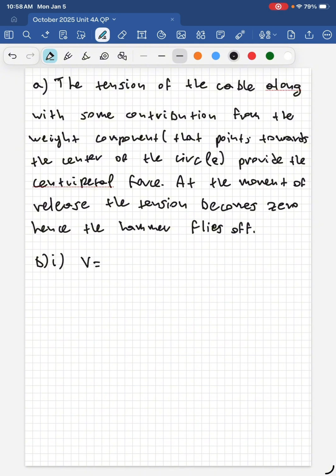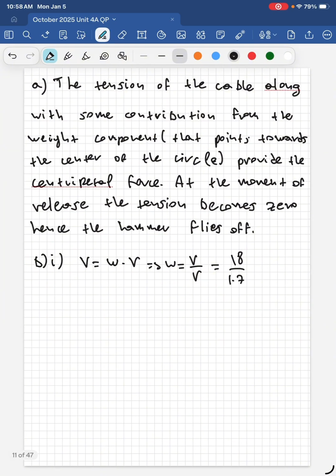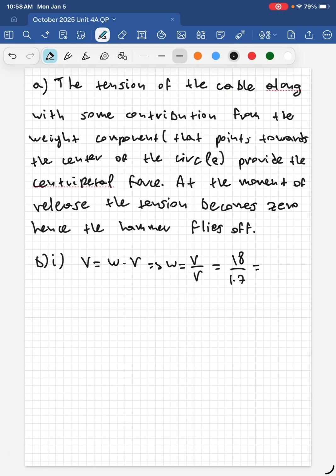So we can simply use v is equal to omega times r. So omega is v over r. So 18 meters per second over 1.7 meters yields 10.6 radians per second. Okay.